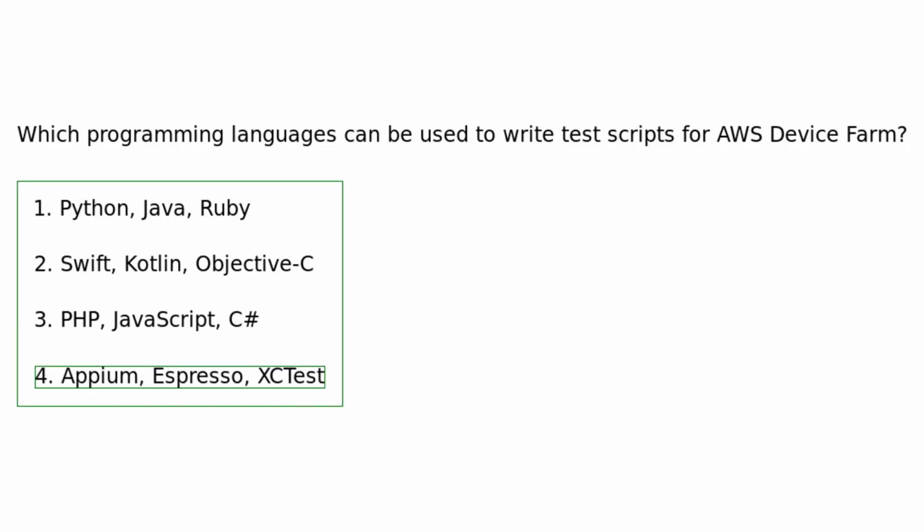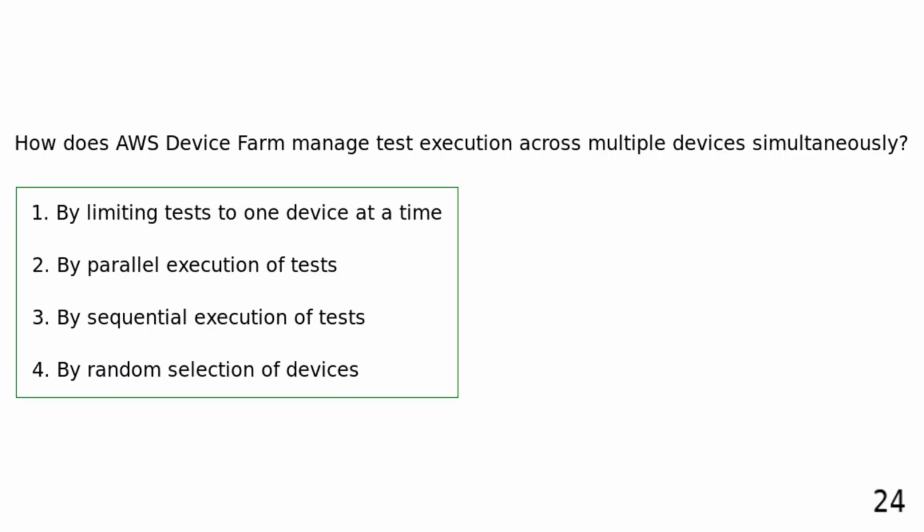AWS Device Farm supports test scripts written in Appium, Espresso, and XCTest, providing flexibility for testing mobile applications developed in different environments. How does AWS Device Farm manage test execution across multiple devices simultaneously?